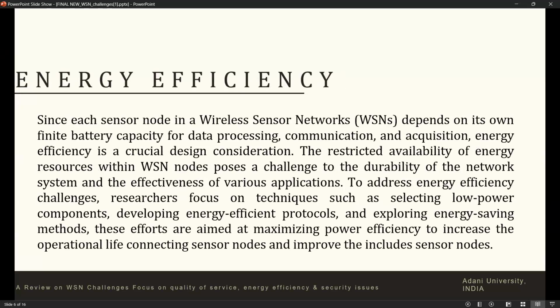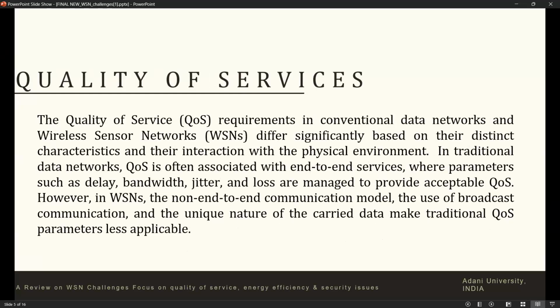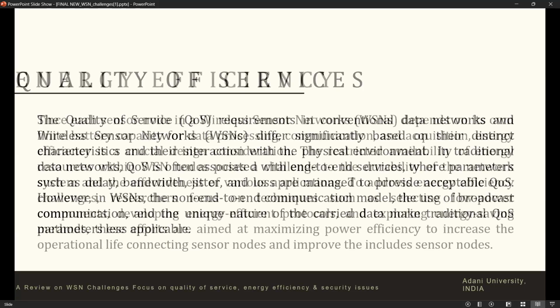The quality of service requirements for traditional data networks focus on end-to-end service, managing parameters like delay, bandwidth, jitter, and loss. However, wireless sensor networks use a non-end-to-end communication model and broadcast communication, and the unique nature of the carried data makes traditional QoS parameters less applicable. Now, moving forward, we will examine our next challenge, energy efficiency.